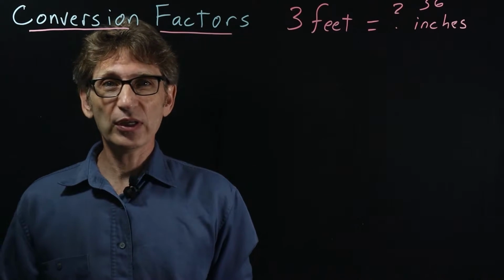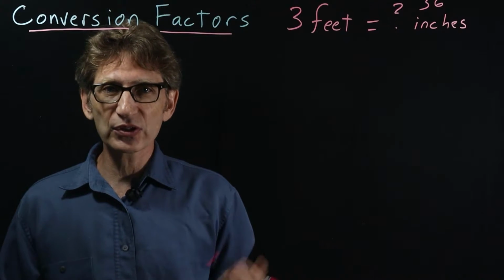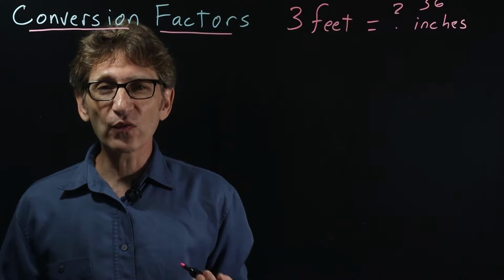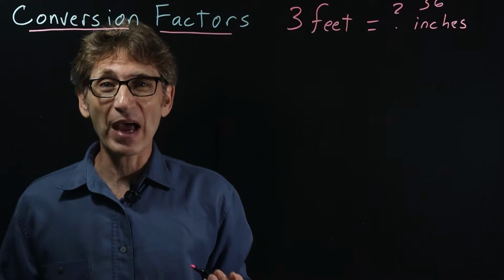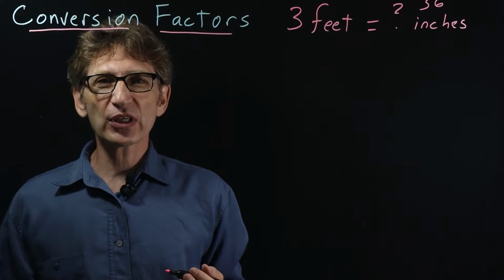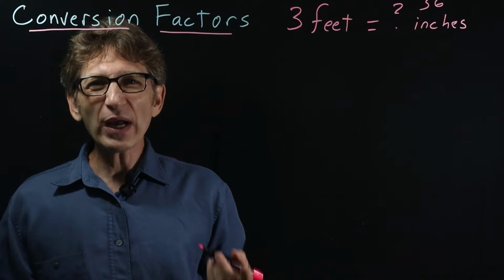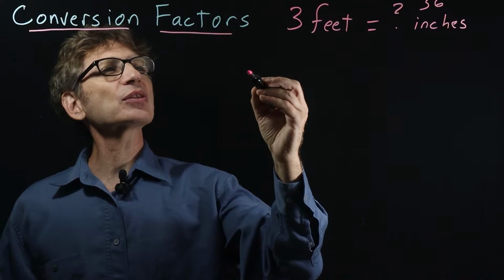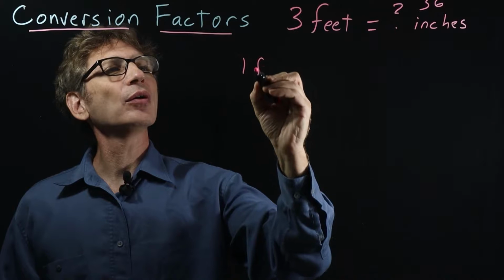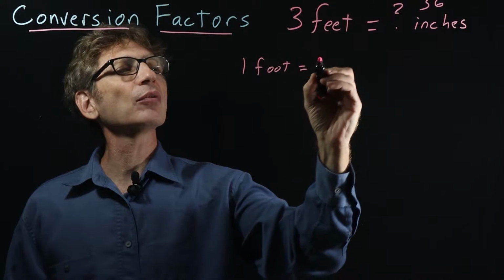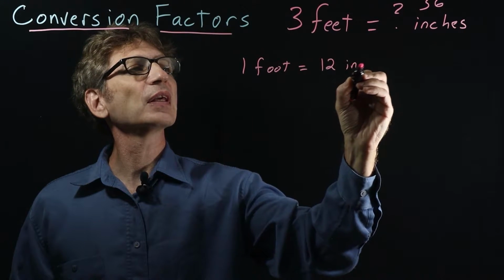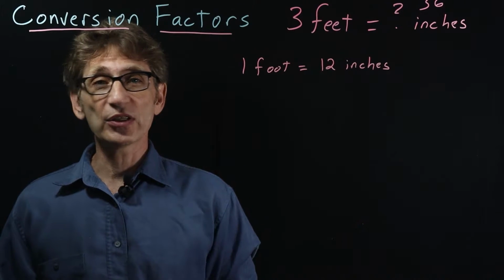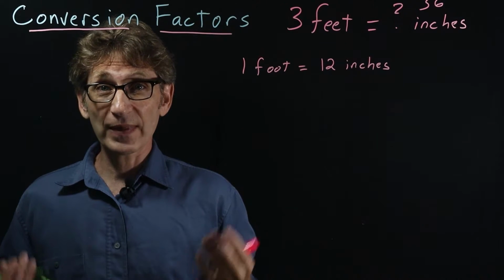Well, that's all well and good, and we can do a lot of these small conversions in our head, just do them mentally. But let's take a look at this one to see how a conversion factor allows us to do this mathematically. So the first thing we'll do is take a look at what is a conversion factor and how do we get one? Well, let's put down what we know. 1 foot equals 12 inches. So if 1 foot equals 12 inches, 1 foot and 12 inches are the same thing.